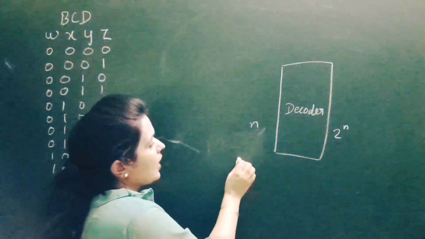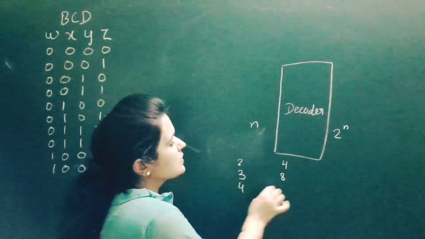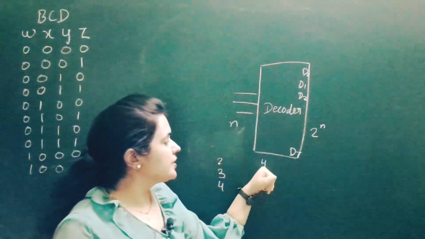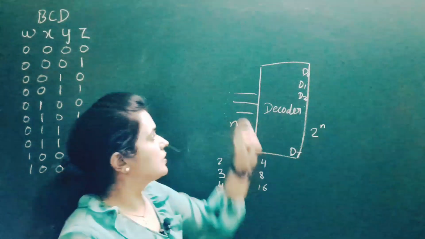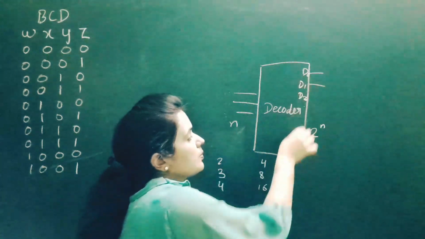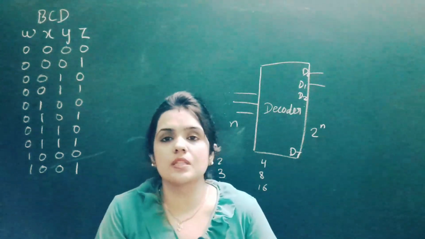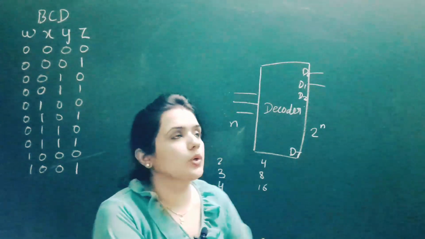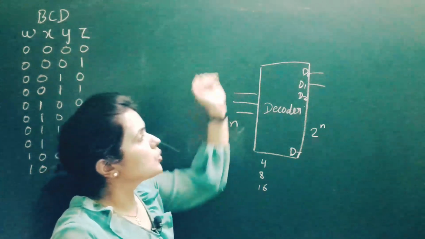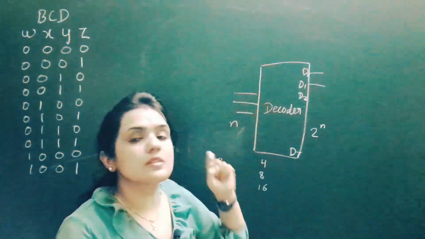So therefore, we can have 2 to 4 line decoder, 3 to 8 line decoder, 4 to 16 line decoder, and so on. Now if we talk about 3 to 8 line decoder, then this decoder will have 3 input lines and maximum 8 output lines, D0, D1 up to D7. What will be the working of this decoder? This kind of decoder will decode the information from these 3 input lines to these 8 minterms. It will generate the minterm corresponding to these 3 input lines.